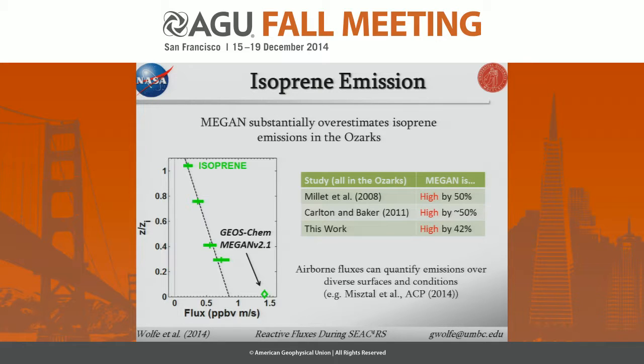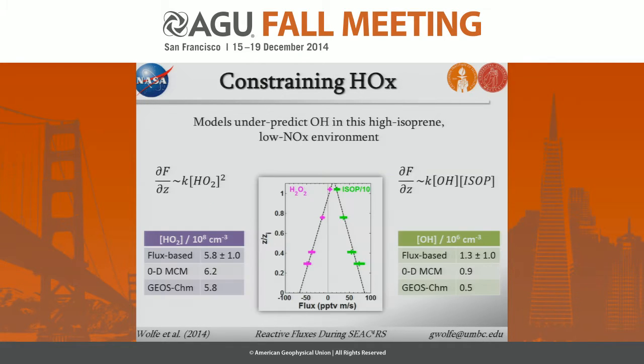And I think it's worth pointing out here that airborne fluxes can quantify emissions over very diverse surfaces and conditions, so you can fly over a whole range of areas and really try to map out the variability and pinpoint where the problems are in the parameterization and try to improve it. And Paul Misztal had a very nice paper on this year, and I understand he's going to have another one out very soon dealing with measurements from the CABERNET mission.